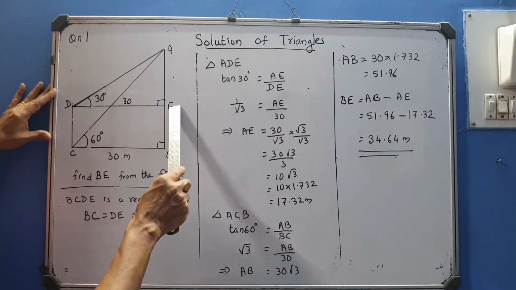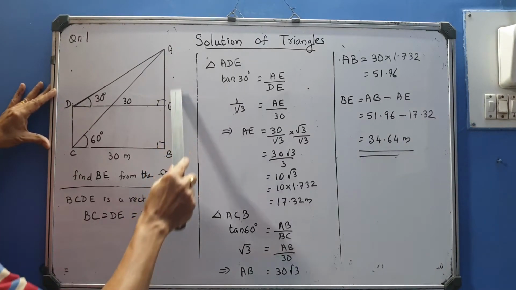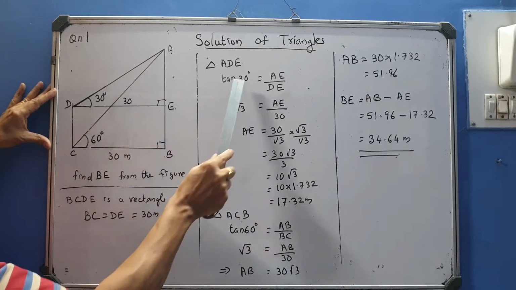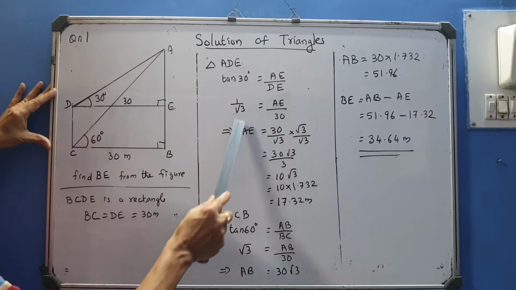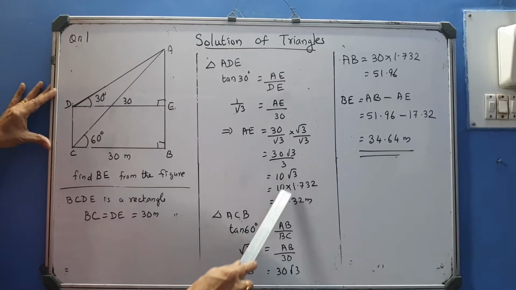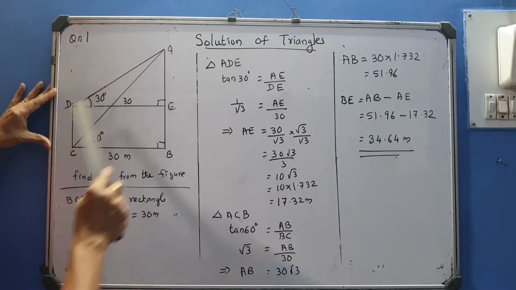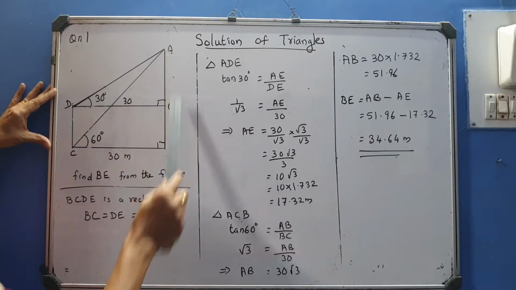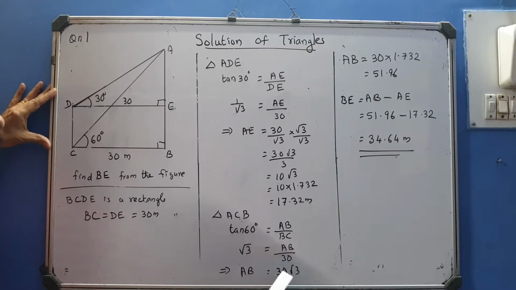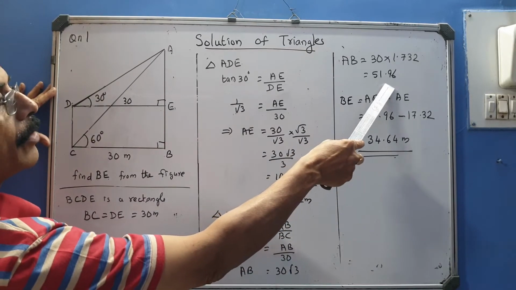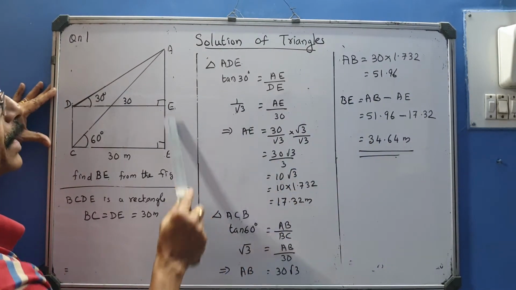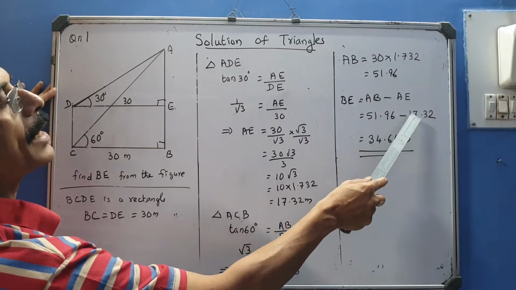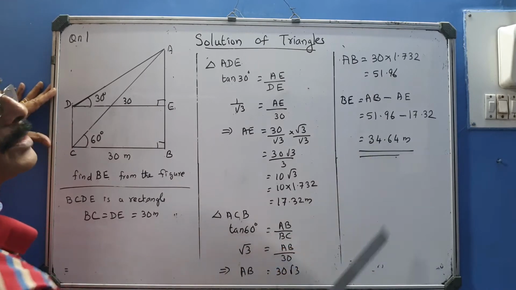We want to find out BE. So find out AB, then AE, subtract it. So for finding out AE, use this triangle ADE. Tan 30 is opposite by adjacent. Tan 30 value put it and you get this value. Now to get AB, take the full triangle ABC. Tan 60 degrees is equal to opposite by adjacent. AB by 30, cross multiply, 30 into root 3, which got it 51.96, and now we can get BE. AB minus AE, 51.96 minus 17.32, which gives you 34.64 meters.